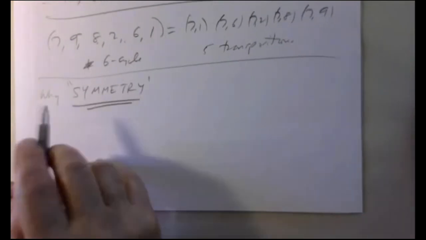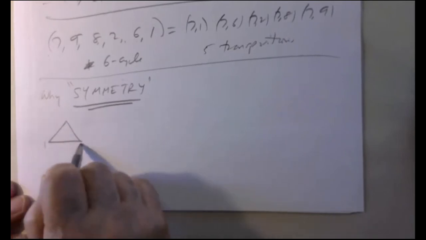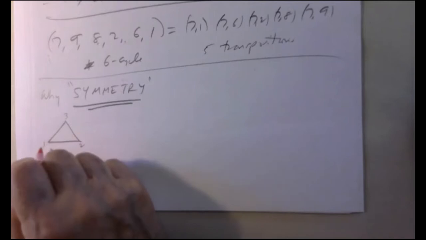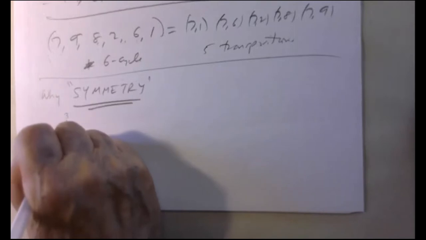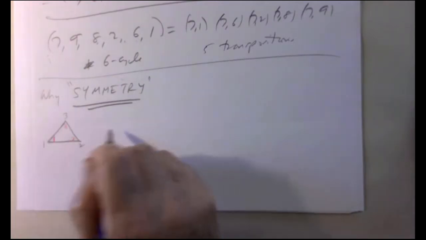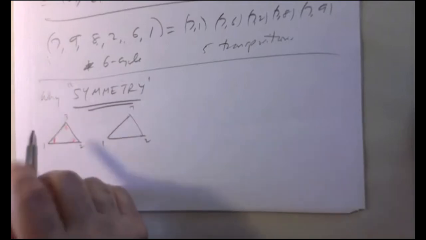So let's think of an equilateral triangle. And I'm going to put it on this piece of paper. And this is position 1, position 2, position 3 on the paper. And I'll call this vertex 1, vertex 2, and vertex 3. Okay. Now I want to pick up the triangle and put it down in the same place. How can I do that?